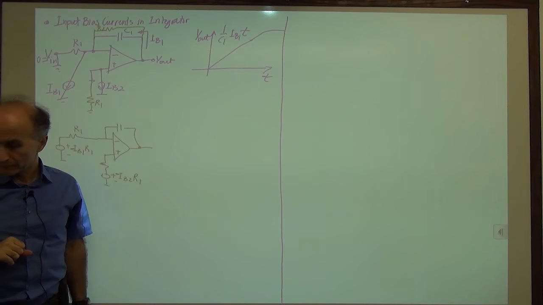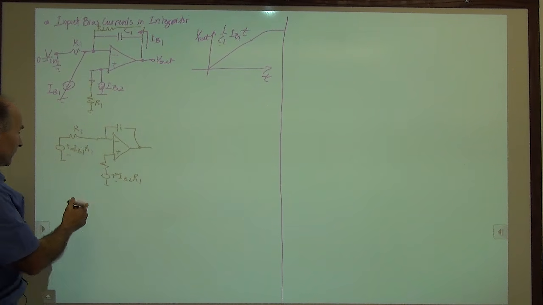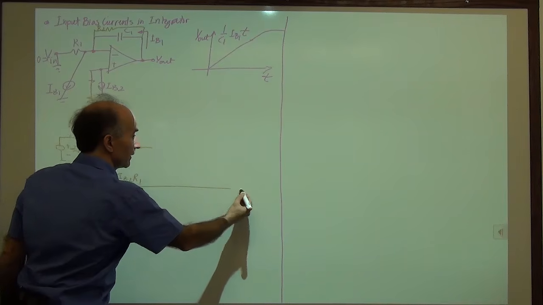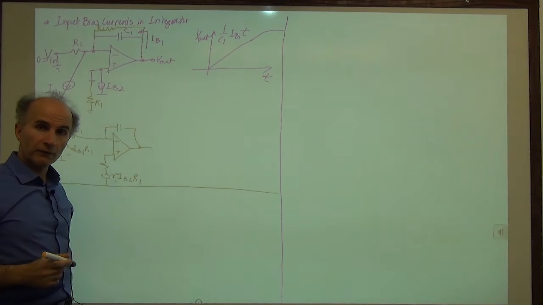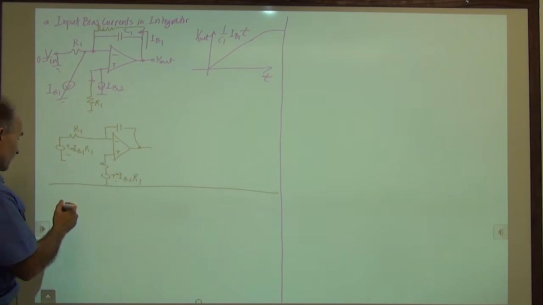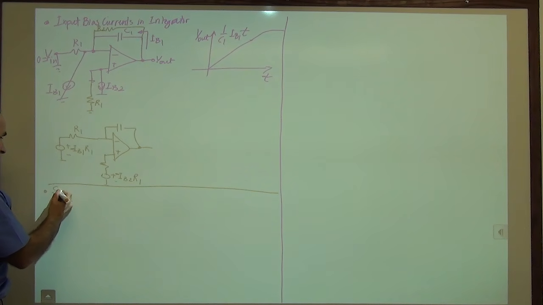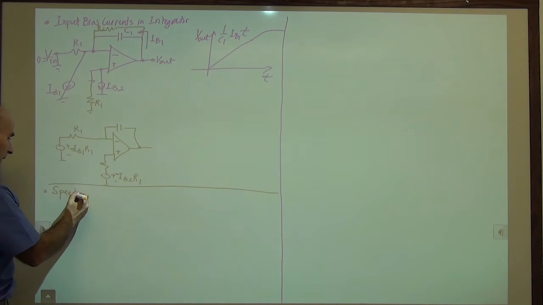Very well. Let's talk about the speed limitations of op amps as the last type of imperfection in op amps. So we'll look at speed limitations.